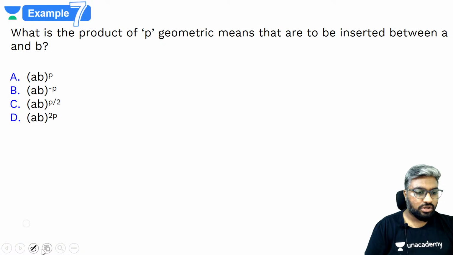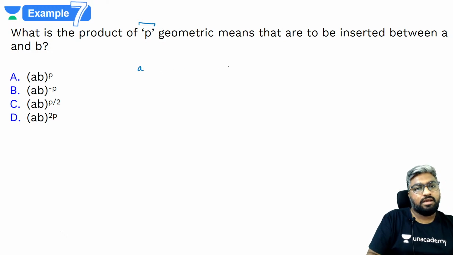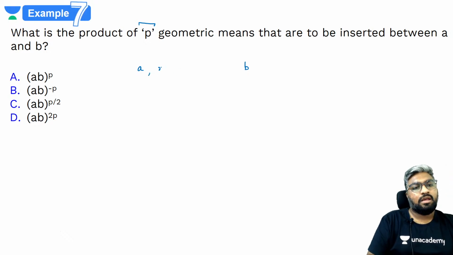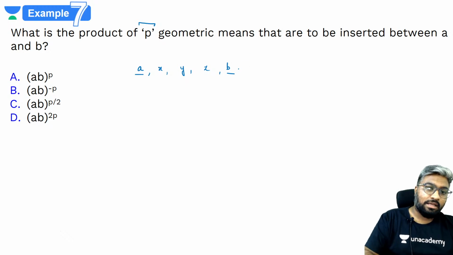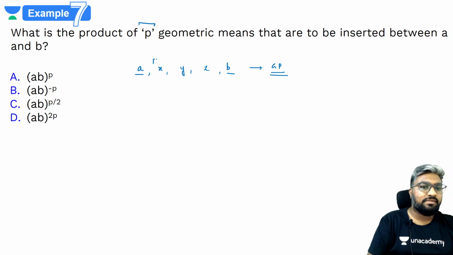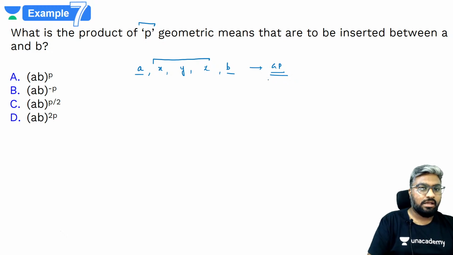Okay, so now what are they saying? They are saying what is the product of p geometric means, number of geometric means is p, that are to be inserted between a and b. So between a and b we are inserting geometric means. What will this mean? For example a, x, y, z and b. a and b are the actual terms, x, y, z are the geometric terms. x, y, z should be in such a way that the whole thing becomes a geometric progression. x, y and z should be in such a way that they become a geometric progression. Are you able to understand this? Okay.